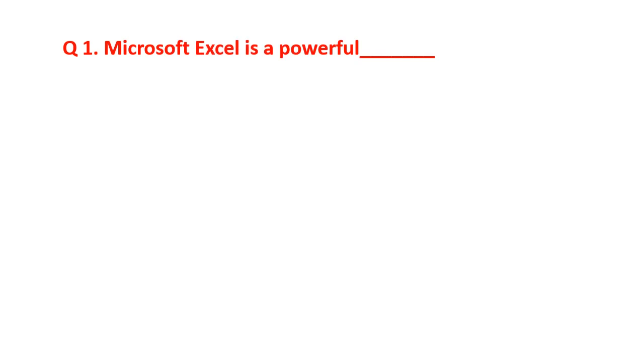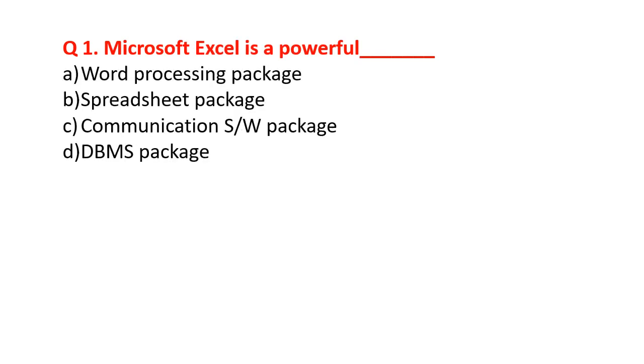Look at the first question. Microsoft Excel is a powerful dash. Here are the options. Option A, word processing package. Option B, spreadsheet package. Option C, communication SW package. Option D, DBMS package. The right answer is it is a spreadsheet package. Go to the next question.